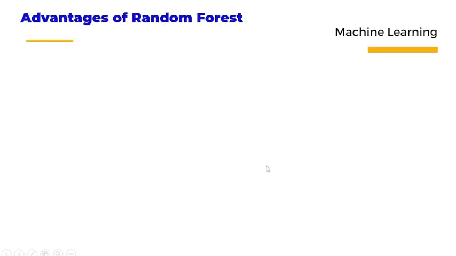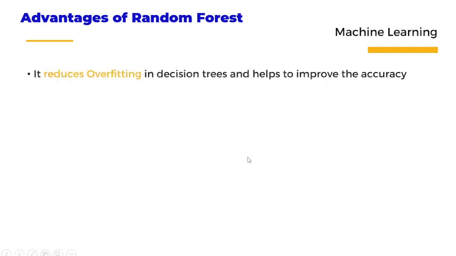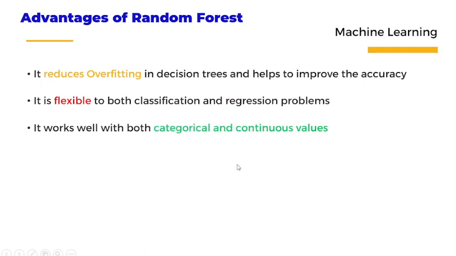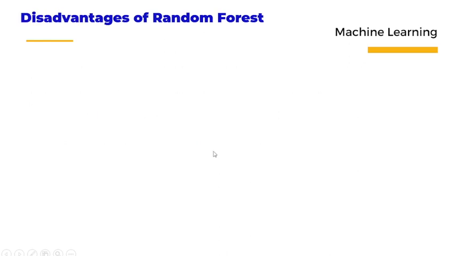Now, let us understand the advantages of the random forest. It reduces the overfitting problem in the decision tree and helps to improve the accuracy. It is flexible for both classification and regression problems. It works well with categorical and continuous values. It automates handling of the missing values present in the data.